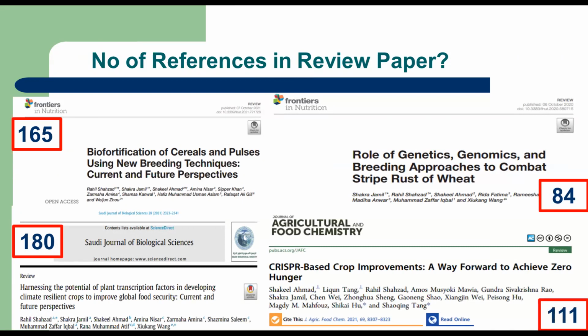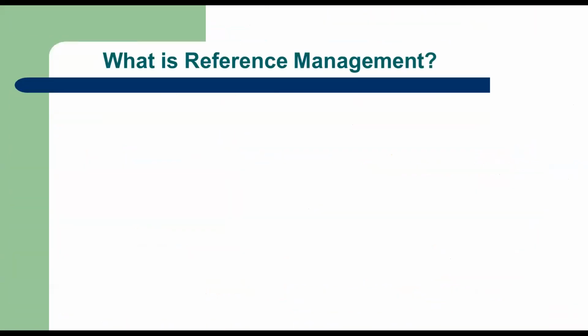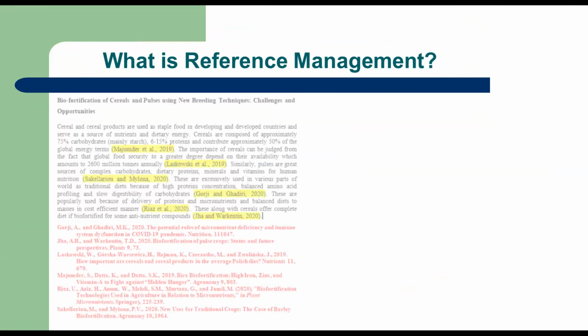If we conclude on this slide, the number of references we have to deal with during the write-up of a review article is about 100. It may vary by plus or minus 10 or something like that, but it also depends upon the journal's requirement. But ideally, you have to deal with at least 100 references while writing a review article.